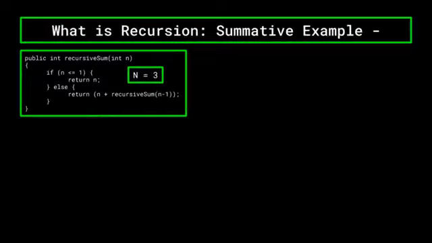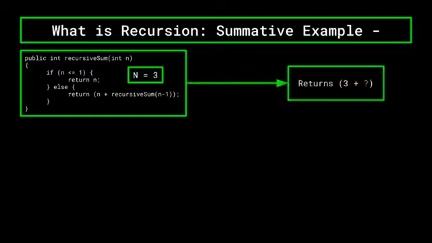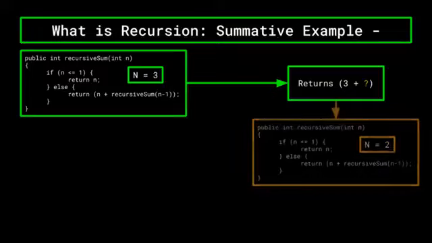We know that 3 is not less than or equal to 1, so now we try to return a recursive sum of n, which is 3, and the returning value of recursive sum with an n of 2. We don't know what the returning value of recursive sum with an n of 2 is, so we have to go through the function again, only this time n is 2.